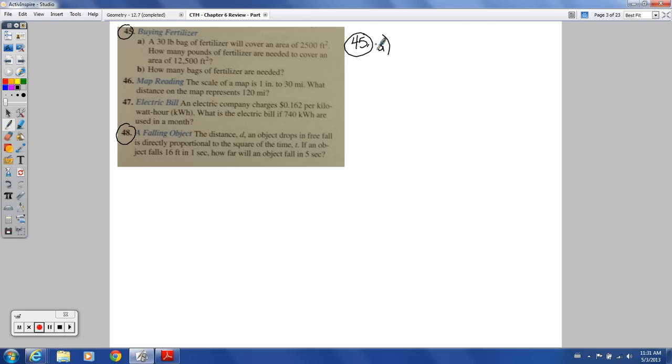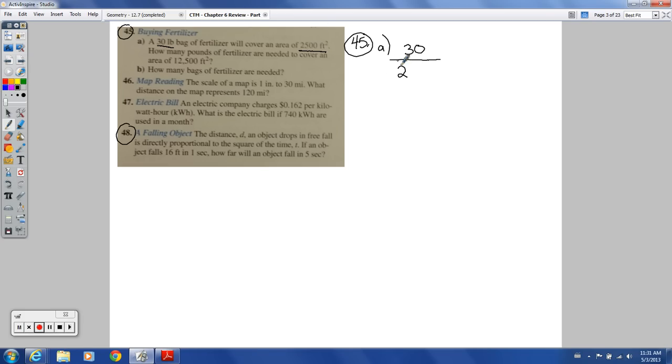So buying fertilizer, part A: a 30 pound bag of fertilizer will cover an area of 2,500 feet squared. How many pounds of fertilizer are needed to cover an area of 12,500 feet squared? So to me, I'm seeing this as a proportion right now. I haven't done any of these problems yet. I'm just going through them for the first time, just like you are here. If I make some mistakes, I will make sure I go back and correct those mistakes. I'll be checking my answers in the back just like you should be.